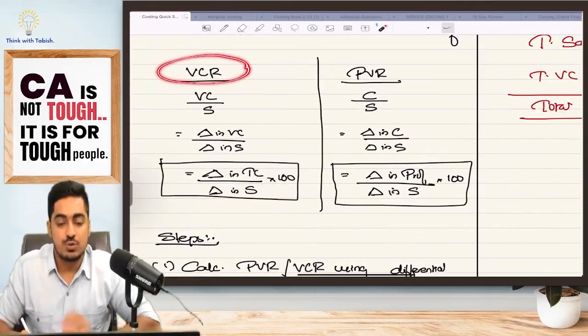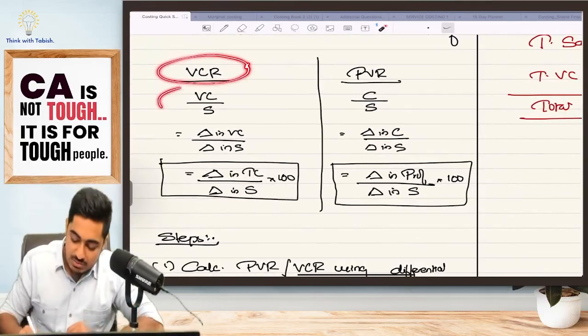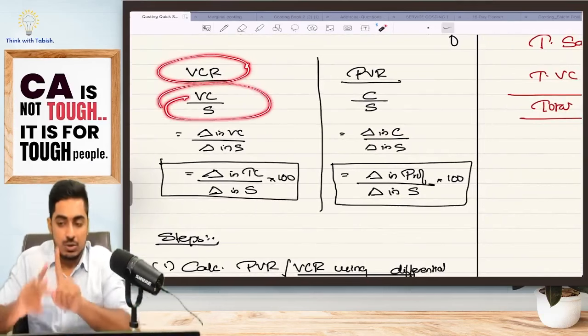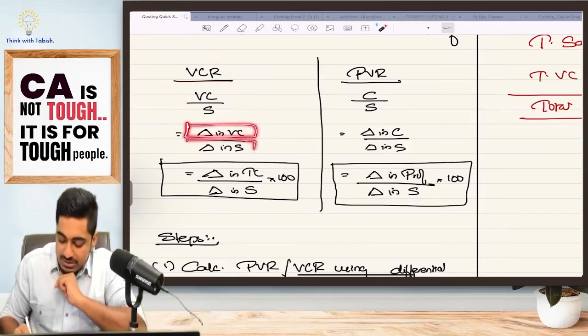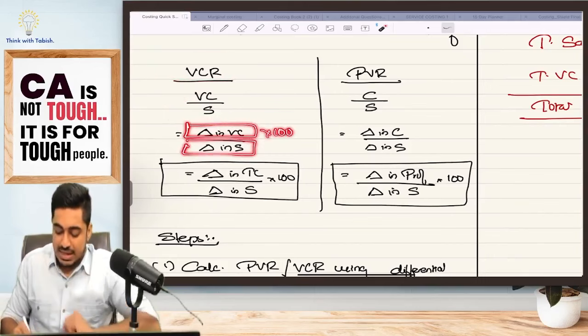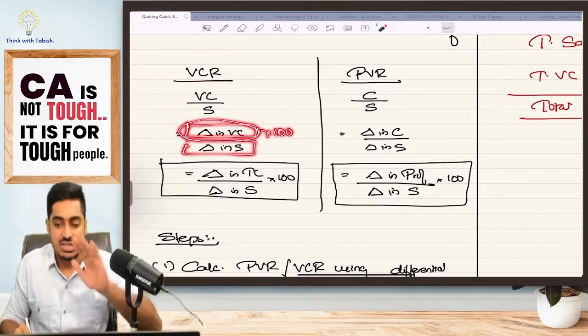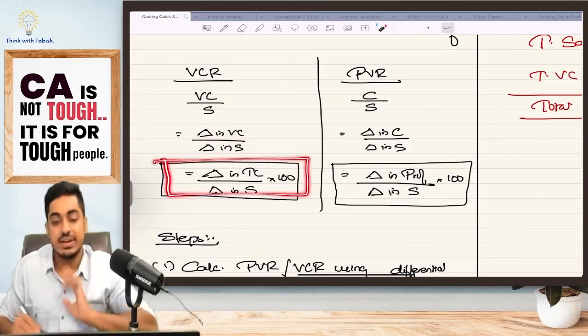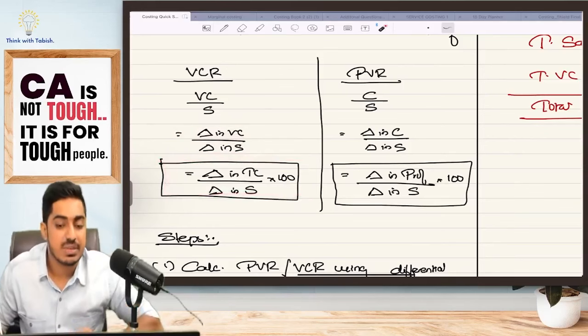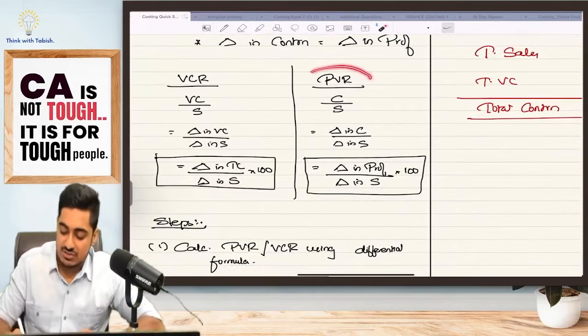Variable cost ratio. What was my original formula? It was variable cost divided by sale. I told if two different levels are given, I can also write it as change in variable cost divided by change in sales into 100. And I know what my change in variable cost is. It is nothing but change in total cost. So it becomes change in total cost divided by change in sales into 100. Yes or no, everyone?